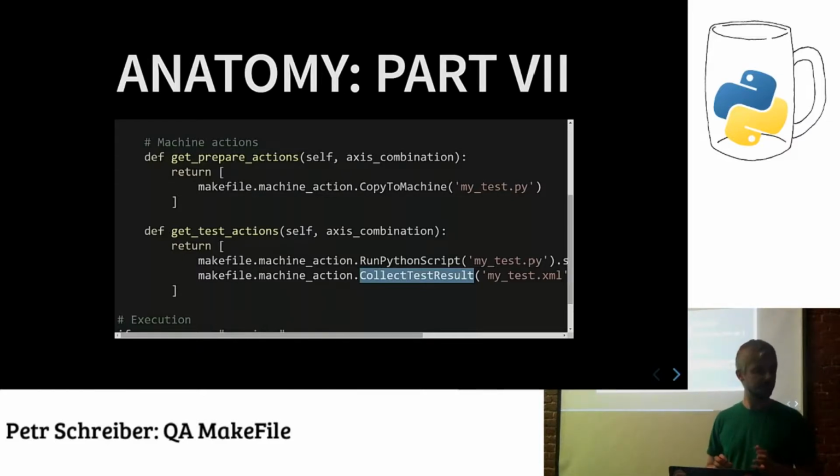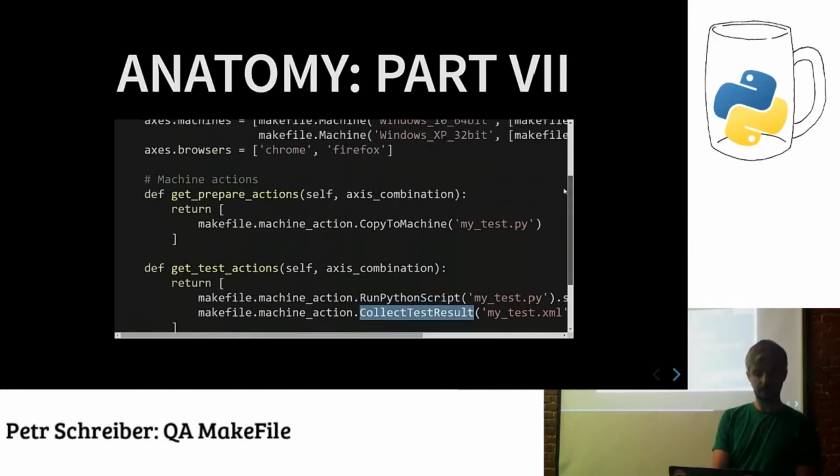These machine actions are just a few. There is copy to machine, there is copy from machine, there is run general command, like in shell, there is run Python script, which has a benefit that, while it is out of the scope of this presentation, this machine action can take as an extra parameter, for example, a specific Python interpreter if you want to use one for some reason. And then we have this collect test result action, which takes that XML output and converts it to something more pleasing for the eyes. So this is a minimal but working MakeFile.